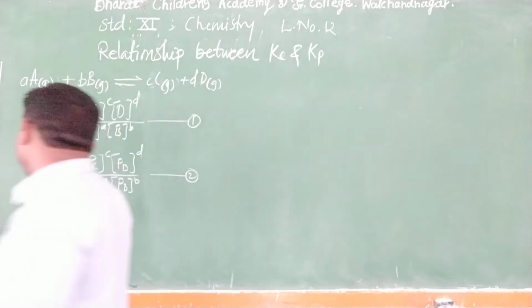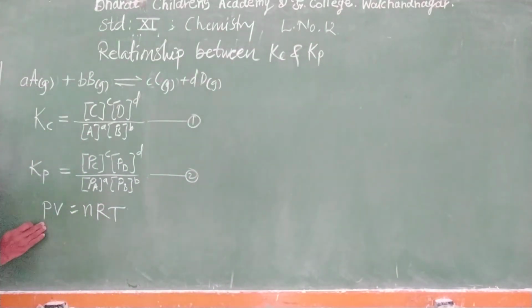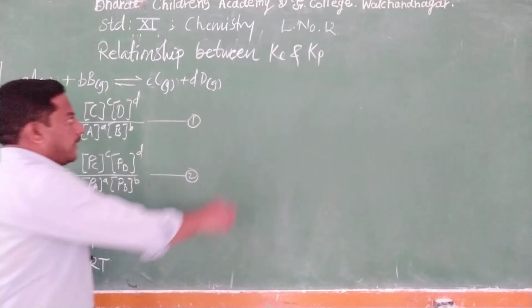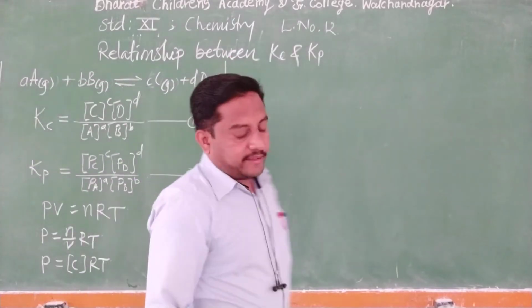Now, I'll keep the P on one side and put this V on the other side. So what I'll get is P equals n upon V into RT, right? Now this n upon V is nothing but concentration: number of moles divided by volume is nothing but the concentration. Therefore, I can say that pressure is equal to CRT. What is C? It is concentration.